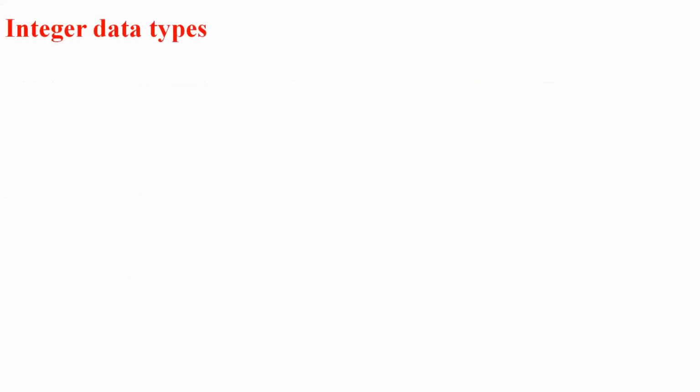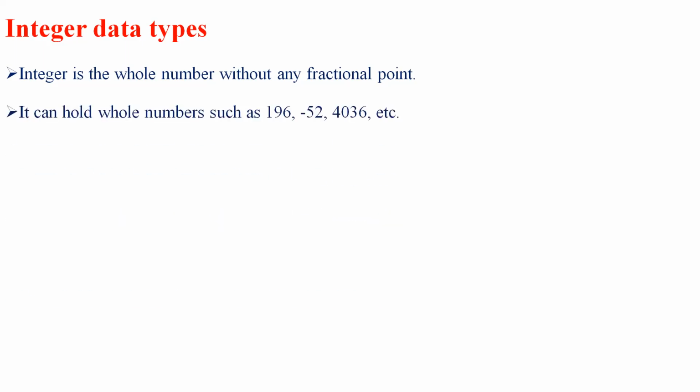First we have the integer data type. What does an integer data type actually mean? The name itself says it is an integer value. The integer data type holds a whole number without any fractional value, without any fractional points. So it can hold whole numbers.